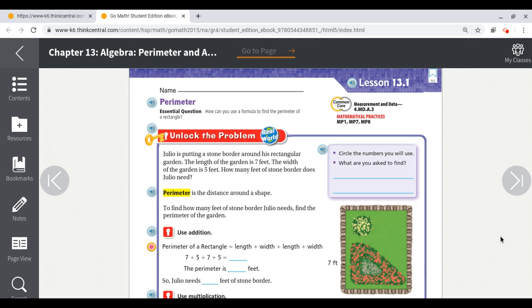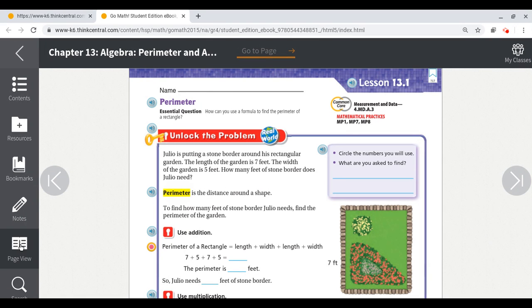Okay, use addition. Perimeter of a rectangle equals length plus width plus length plus width. So for that problem, you're doing 7 foot plus 5 foot plus 7 plus 5. So fill that in the blank, and you will find your perimeter of how much stone that he will need.